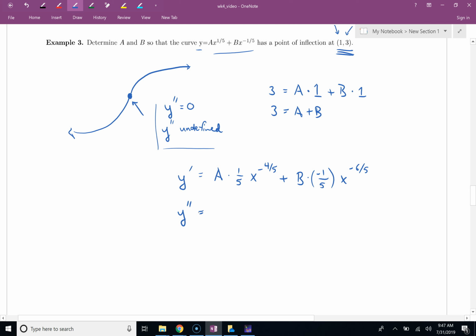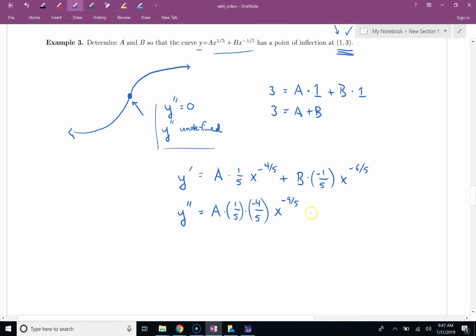If I take another derivative, again, a is along for the ride. 1/5 is constant, it's along for the ride. And power rule now, right? So if I bring down -4/5 here, let me use some parentheses so we see this is all multiplied together. And then I reduce my power by 1. So -4/5, and if I subtract away 1, that's going to be -9/5.